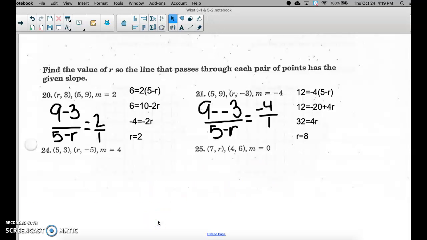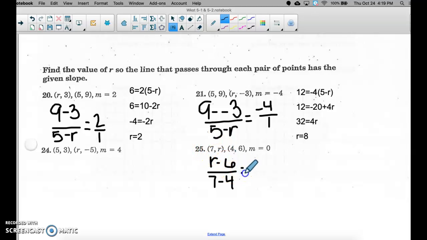Because these were tripping people up, I'm going to do one more. I'm actually going to do this 0 because this one I saw a lot of mistakes on as well. So I'm going to do y1 over here, so I'm going to do r minus 6 over 7 minus 4. Notice if I pick that first point to be y1, this also has to be my x1. I can't say this is x1 and y2. That's not how points work. So I set it up and then I set it equal to 0.